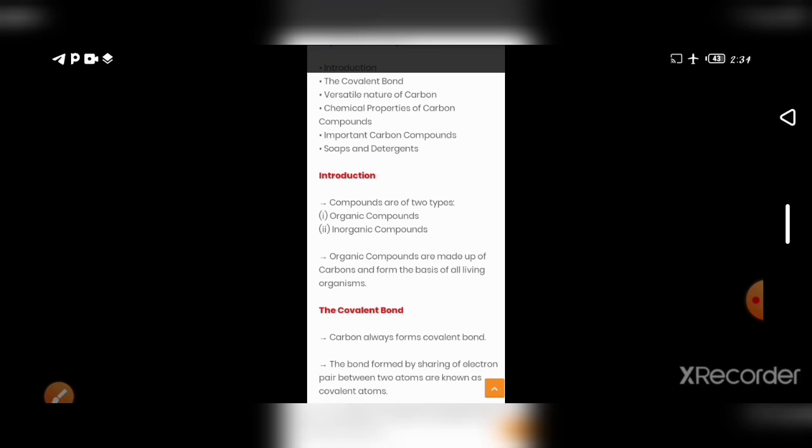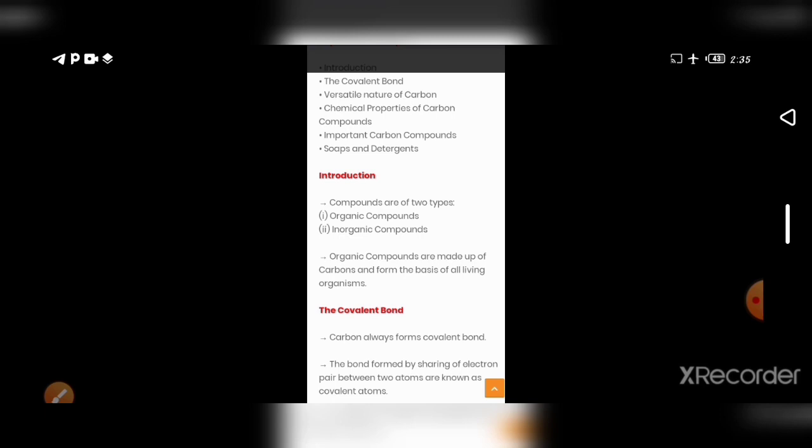Now we have to learn about covalent and ionic bonds. What is the difference between covalent and ionic bonds? These are called covalent compounds; the compounds formed by carbon are called organic compounds. In this lesson we have to learn about carbon compounds. Organic compounds are made up of carbon and form the basis of all living organisms. So it is the building block of elements.